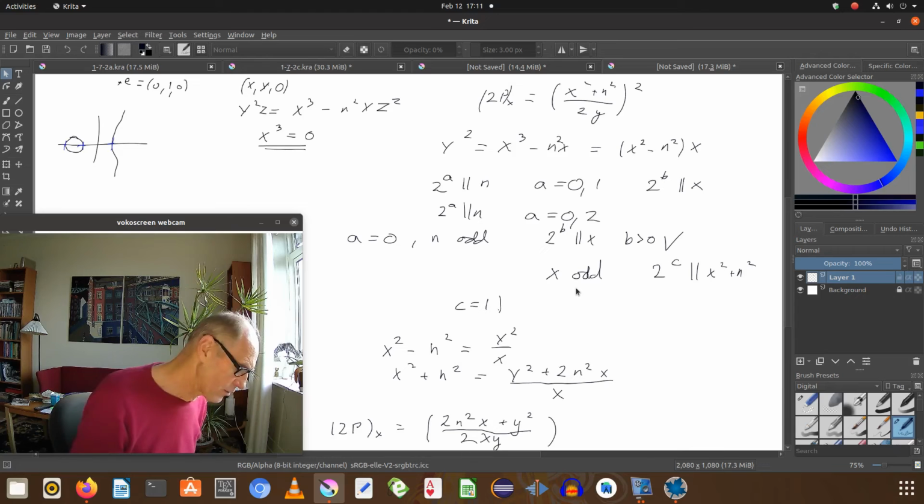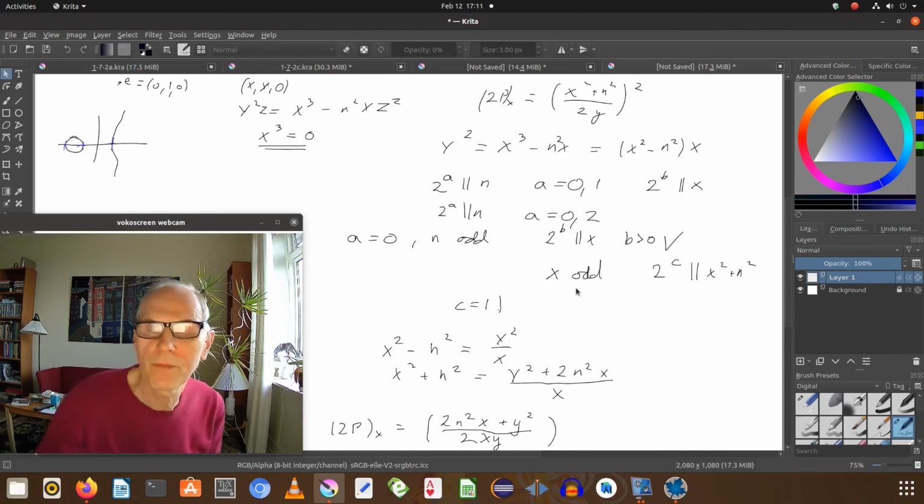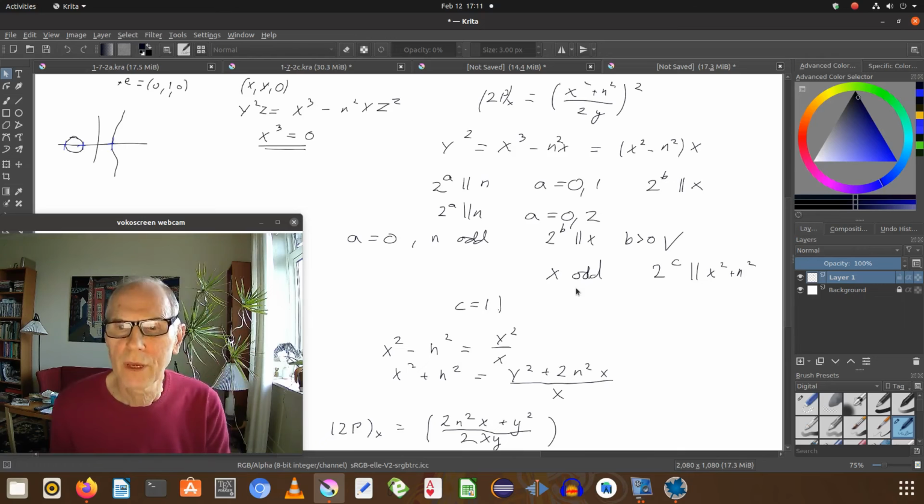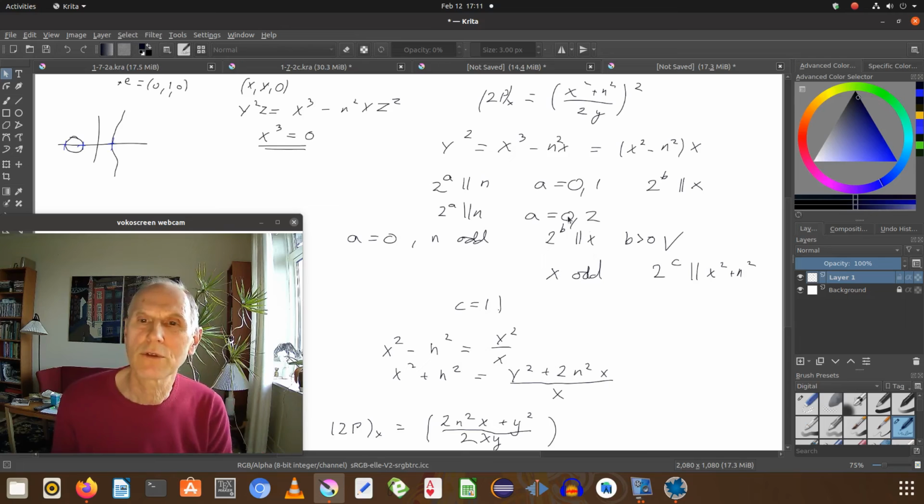The valuation of the sum is larger than or equal to the minimum. And that's not nice because we need to show it's negative. So using the valuations as I was about doing here is maybe not really the point.